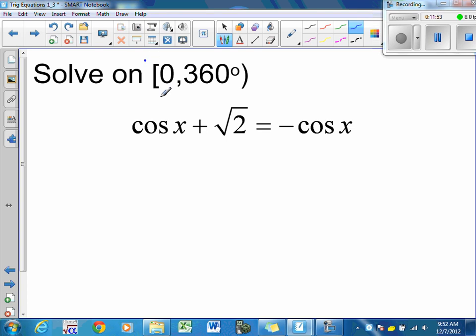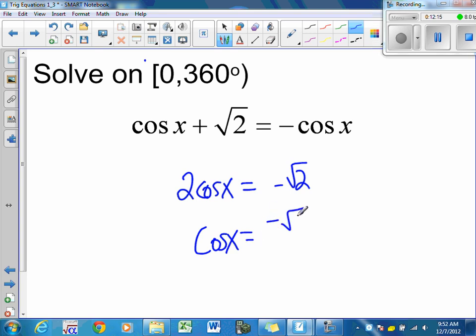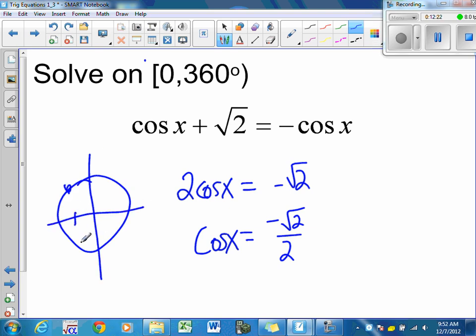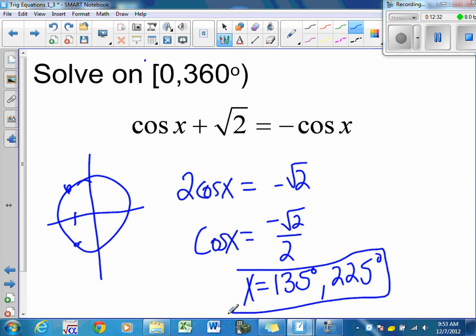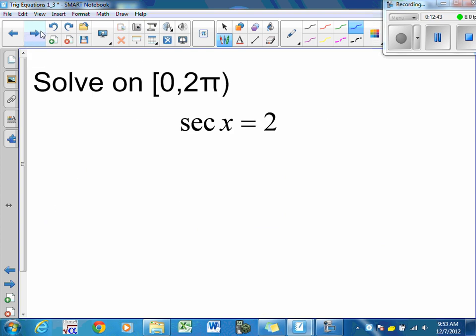So sometimes you got to do a little bit of work to get it where you can solve it. Here's one: cosine plus square root of 2 equals negative cosine. If I bring the cosine over, I get 2 cosine of x equals negative square root of 2. Divide by 2, and I get cosine equals negative square root of 2 over 2. So once again, draw our picture. That's over here. My answers, they want degrees, are 135 and 225. So some of these require a little bit of work before you can just solve them.